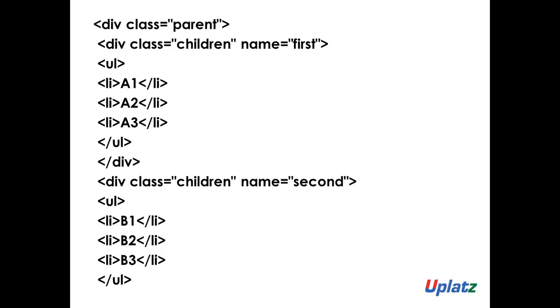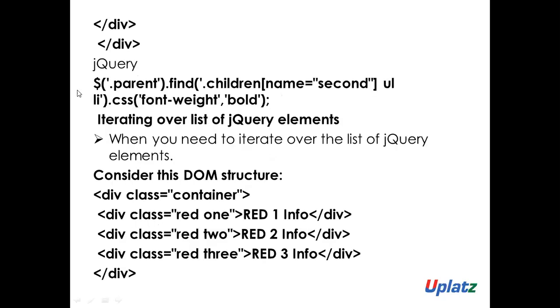Next would be HTML. We have a class parent and children, a class child, the first. Second, we have a class children and the name would be second. So this is the thing. In jQuery, parent.find('.children') and then .css.